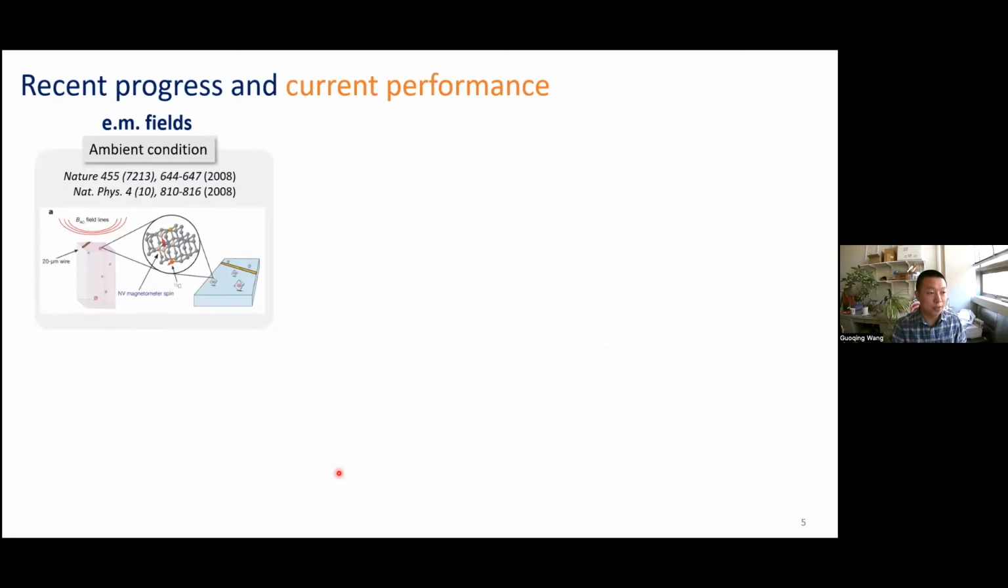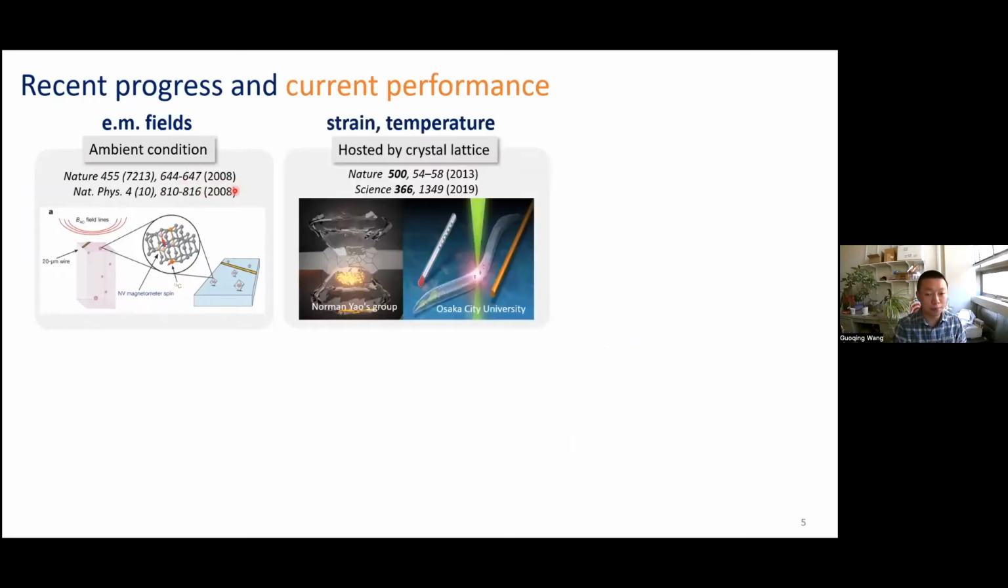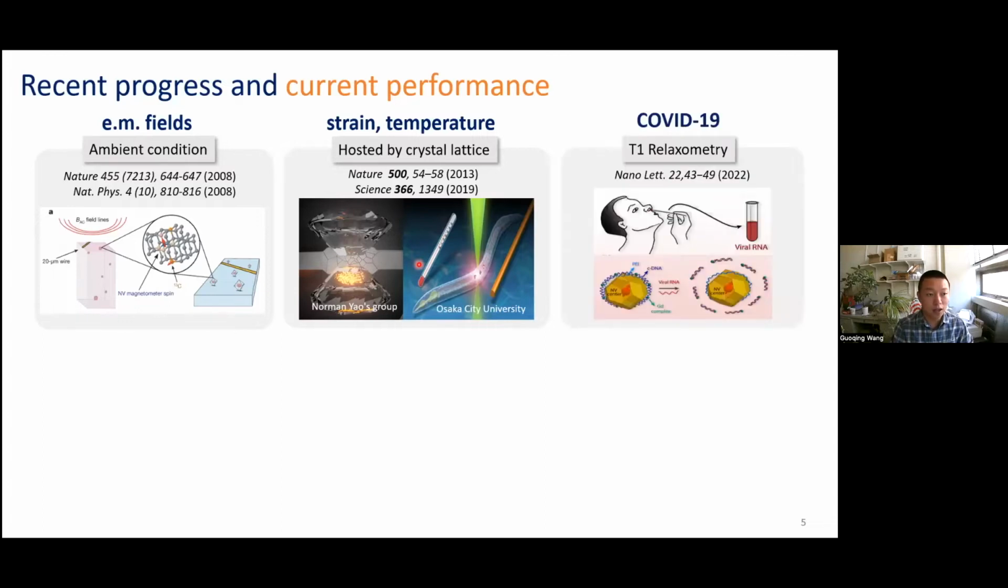So based on various quantum sensing protocols, people have developed many different sensing applications, including the sensing of magnetic field, which was pioneered by these two works in 2008. And by making use of the coupling between the NV center with the crystal lattice, including the phonons in the crystal, people have also developed strain sensors and thermometers using NV centers. And this year, a colleague in our group also proposed that we can even use NV center to sense coronavirus.